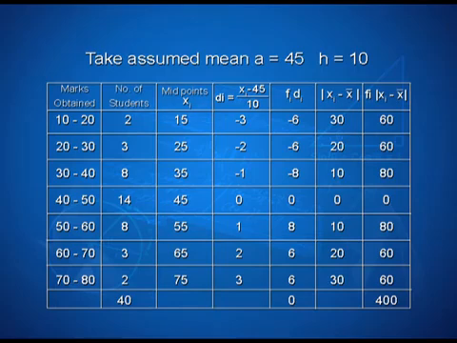Now we find the product of fi and absolute value of xi minus x bar. They come out to be 2 into 30, that is 60. Similarly, 3 into 20 is 60, 8 into 10 is 80 and so on. And we also find the sum here as 400.